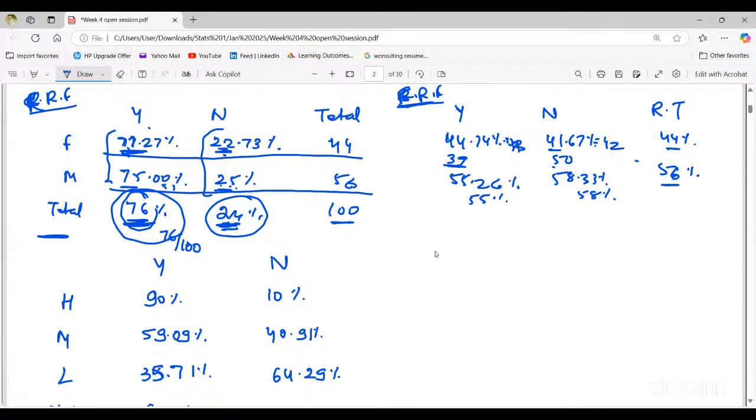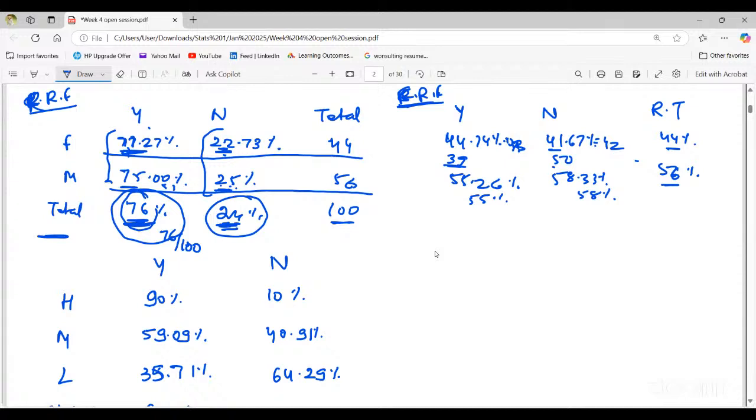Here, ma'am, in the first table there is column relative and row relative also, because we have the total of rows and columns. So we can compare relatively both ways; in both ways you can compare. Okay, now you understood how to observe whether there is a difference or not.